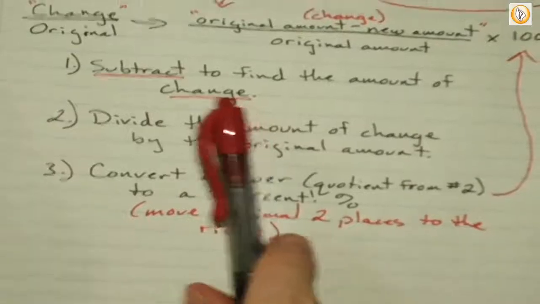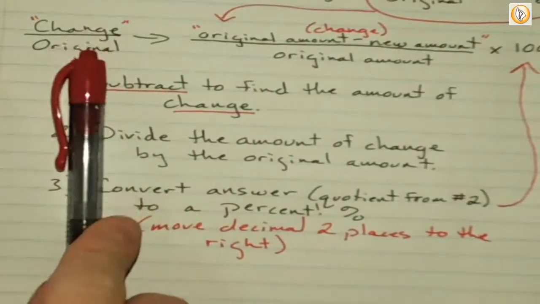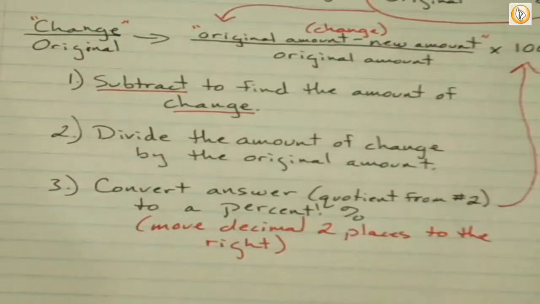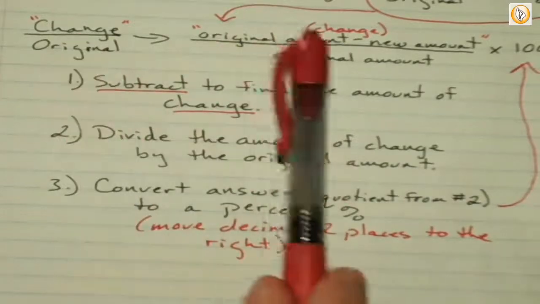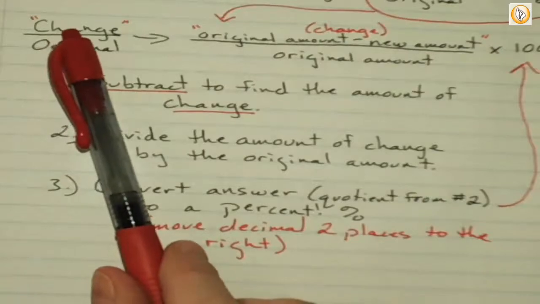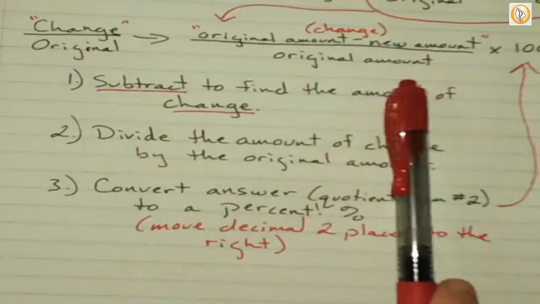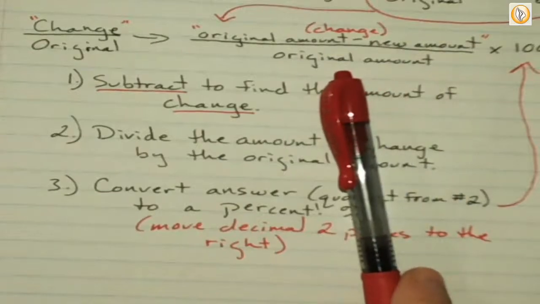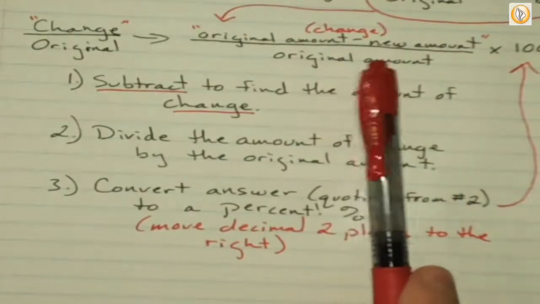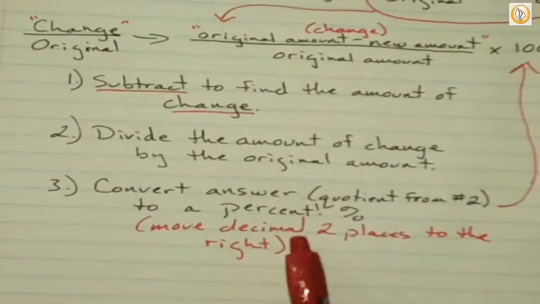So, to the actual formula, Mrs. Rogers tells kids all the time, it's change over original. Change over original. In fact, on tests, the kids will be like, I'm confused. I'm like, change over original. Oh, I remember how to do it. So to get the change, it's the original amount minus the new amount. Sometimes they'll give you the change. Sometimes you got to find the change. It depends on the question, okay? We're going to do lots of problems. You divide by the original, and then you convert it to a percent.